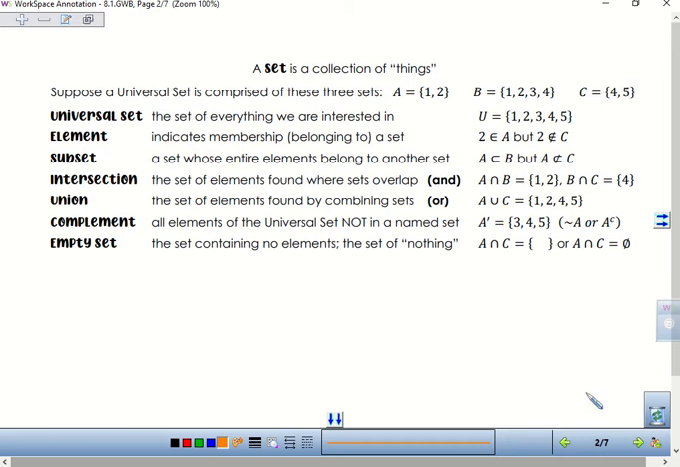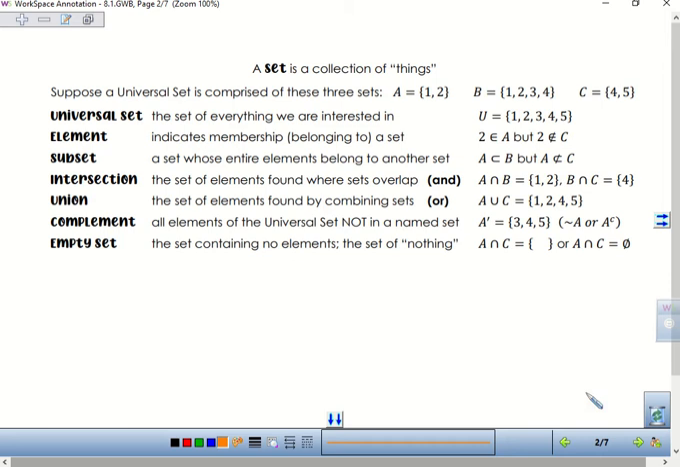Now, two important things you need to know about a set is that the numbers do not need to be in order, but we preferably will write them in order. And you do not need to write the same number twice. So if you end up putting two numbers, like a 1 and a 1 in a set, you only have to write it once. So those are two important things.